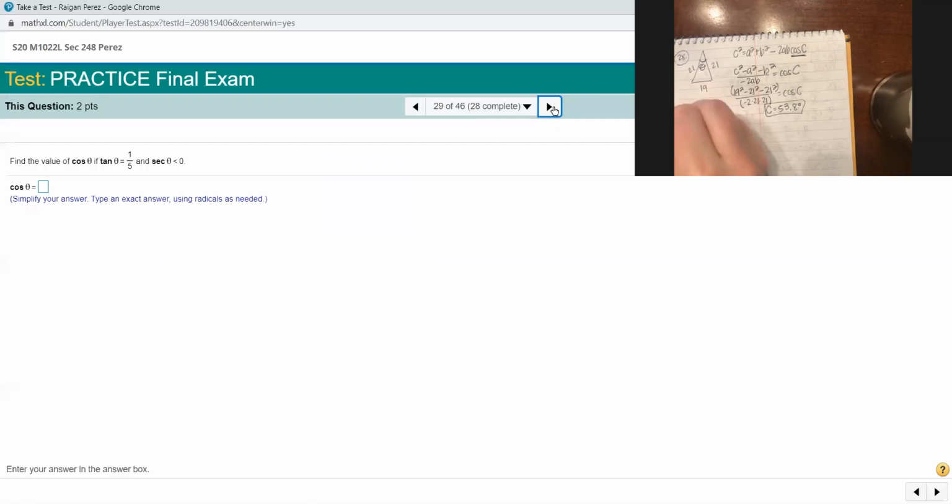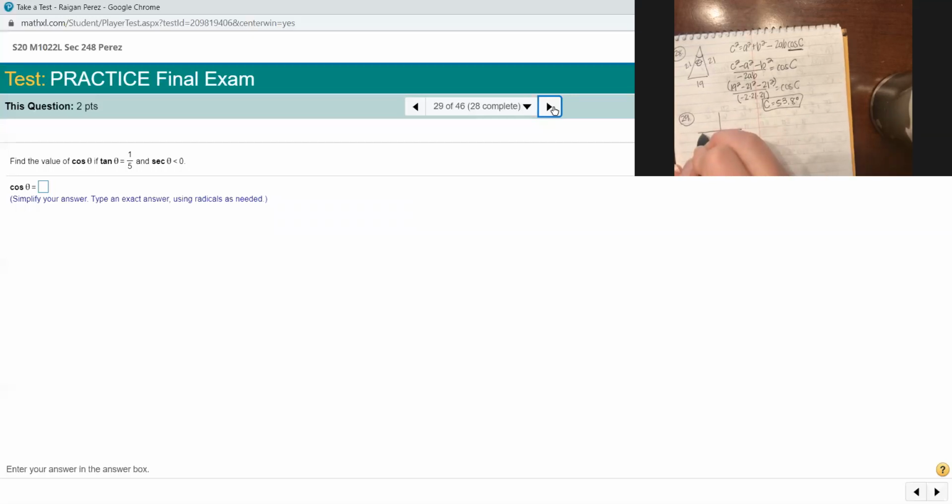All right, 29. The value of cosine, given that tangent is 1/5 and secant is negative. So you've got to draw it. I know tangent is positive and secant is negative, so that means my triangle is in quadrant 3. Here's your theta, and tangent is opposite 1 over adjacent 5. But this is on the negative y-axis and the negative x-axis, so both of them are negative. And now we just have to find the hypotenuse.